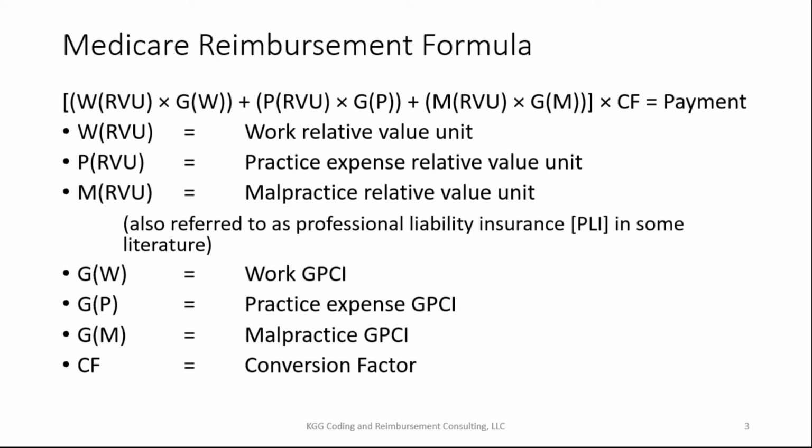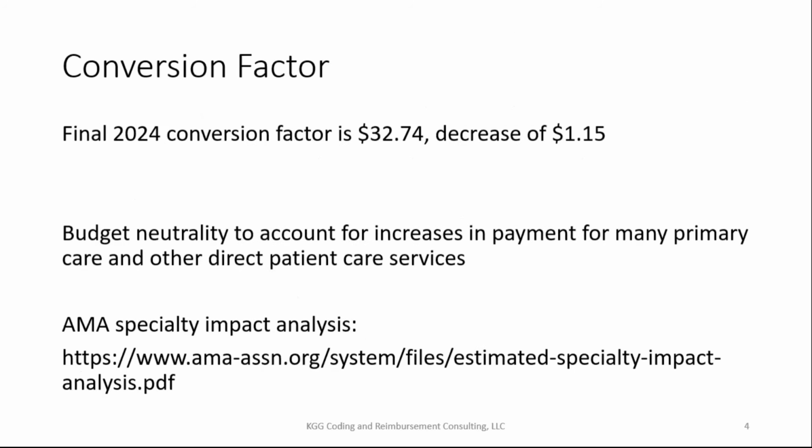And then, of course, the conversion factor. The conversion factor is where we get adjustments made to the overall Medicare spending. So the conversion factor for next year is $32.74, which is down $1.15. Why does that work? Medicare does not have an unlimited pot of money. Surprise, surprise, none of us do. But Medicare has this particular pot of money. It can vary from year to year by no more than $20 million. That's the budget neutrality idea there.